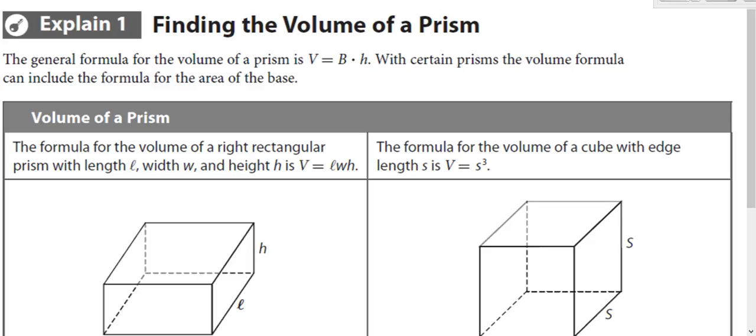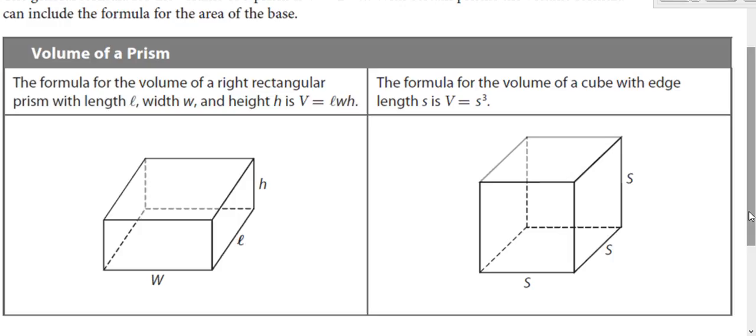So volume formulas for these things. The prism, you can kind of just think of it as a box. Might be a weird shaped box, but it's still a box. Length times width times height. Volume is length times width times height. And if it's a cube, the length, width, and height are all the same thing, so that's why they just say S cubed.